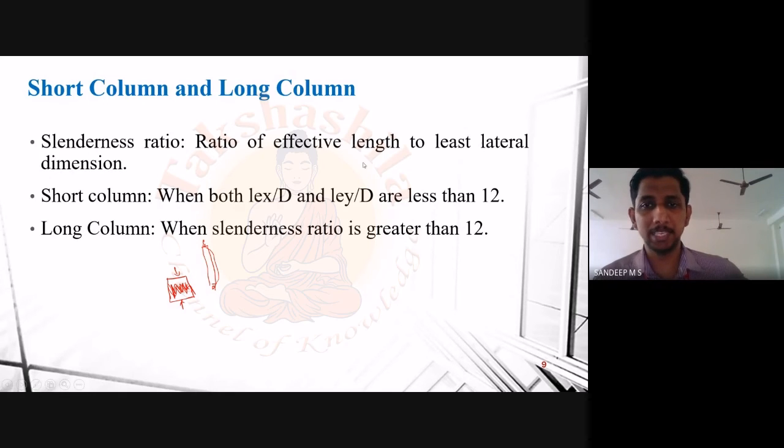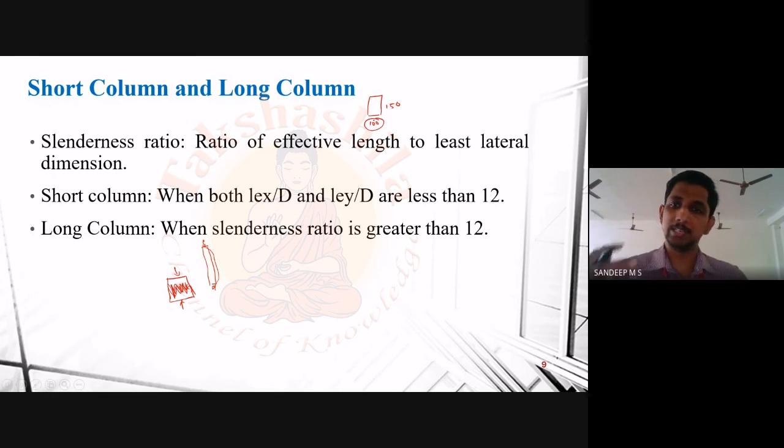It is a ratio of the effective length. Basically, we have to calculate the effective length based on the support condition, and find the ratio of effective length to the least lateral dimension. What do we mean by least lateral dimension? Suppose I have a rectangular cross section, and this is 100, and this is 150. The least of these two values, in this case, is 100. So the ratio of effective length to least lateral dimension is called the slenderness ratio.